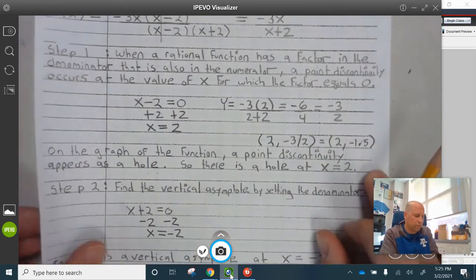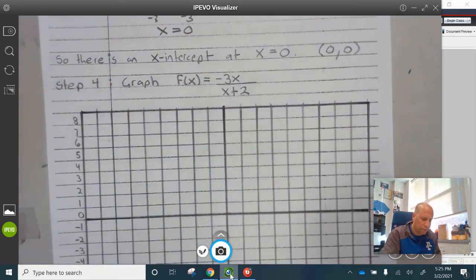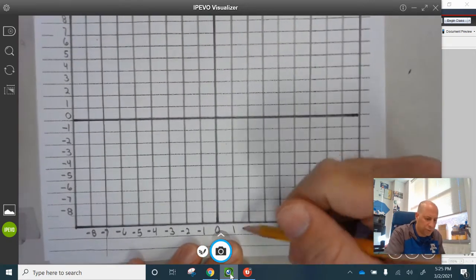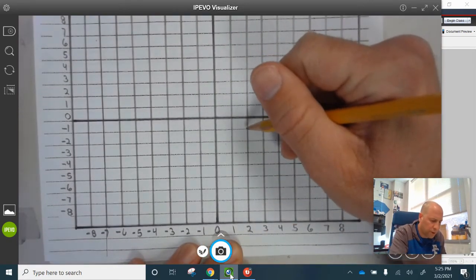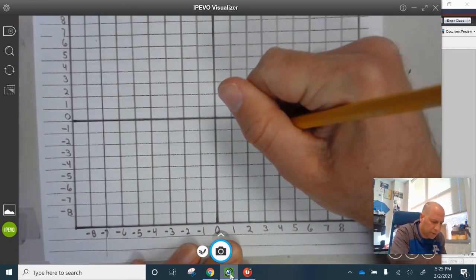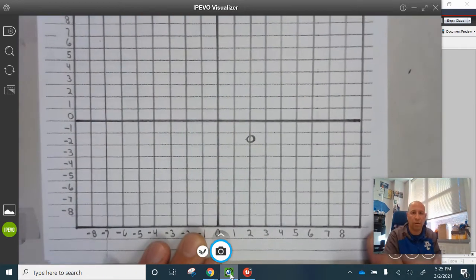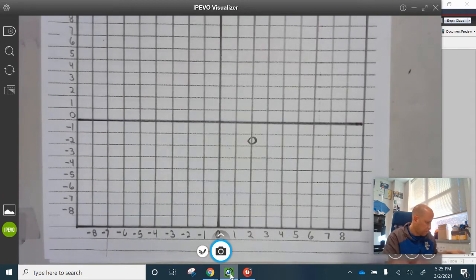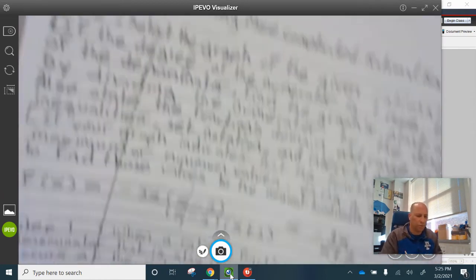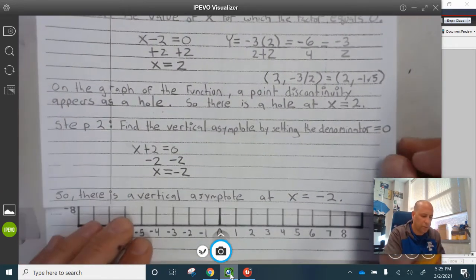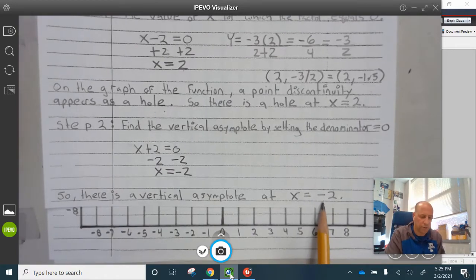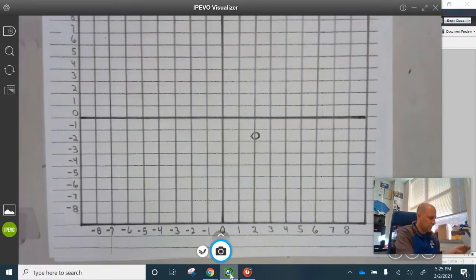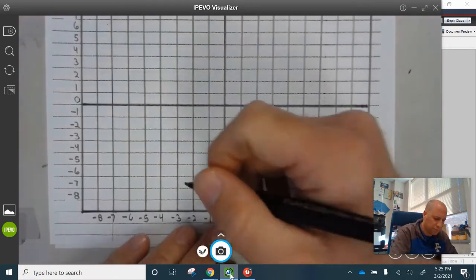So let's graph that hole. Okay. So we come over here. 2, -1.5 is between 1 and 2. So we're going to put an open circle. That's the hole at that point. Okay. Now the next thing we're going to do is graph the asymptote, which we have at x equals -2. So we have a vertical asymptote at x equals -2.